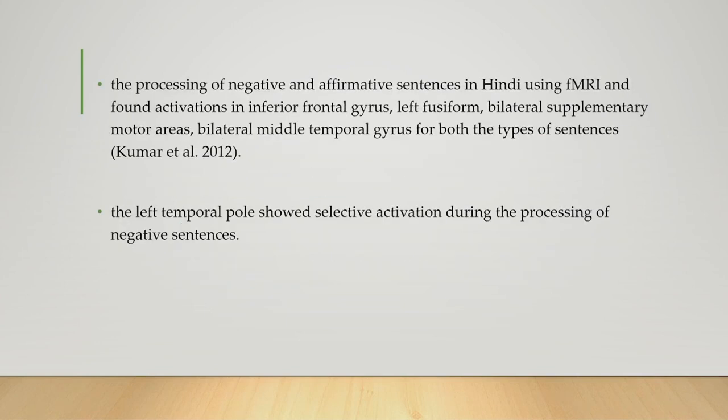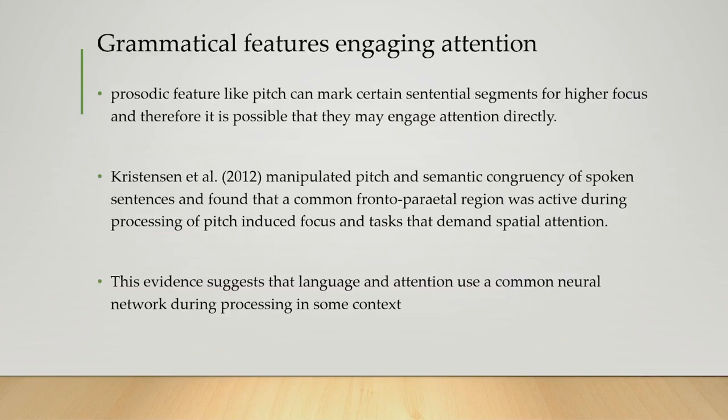The processing of negative and affirmative sentences, again, in terms of whether they are affirmative or negative. For sentences in Hindi, there was a very interesting study by Kumar et al. in 2012 that used fMRI, and they found activations in the inferior frontal gyrus and so on for both types of sentences. So, which brain regions are active, whether it is an affirmative sentence versus a negative sentence, has also been looked at using fMRI as a method. The left temporal lobe showed selective attention during processing of negative sentences. So, you see there is a selectivity there. These are some of the findings with respect to this.